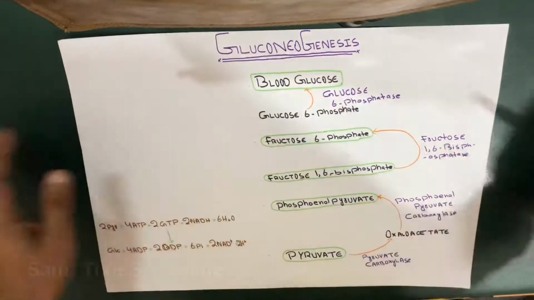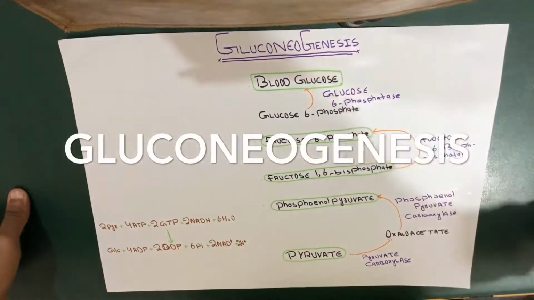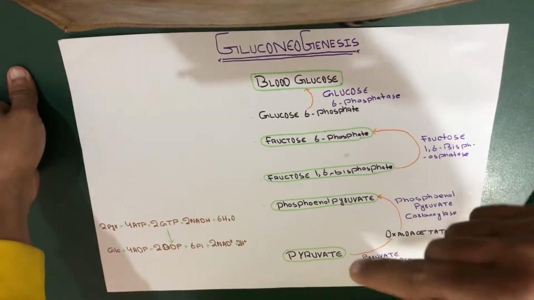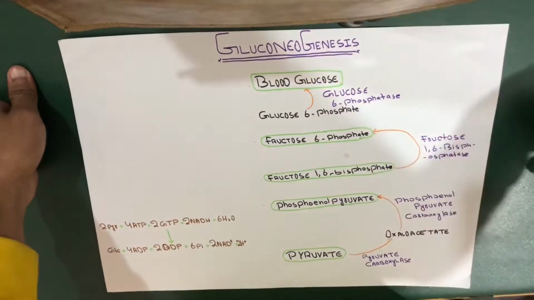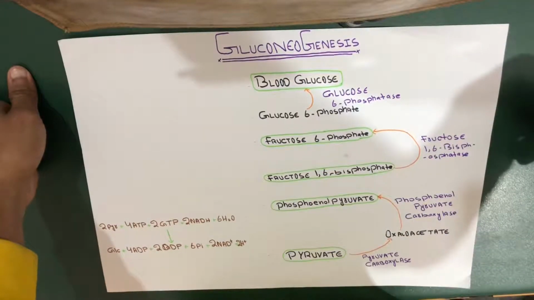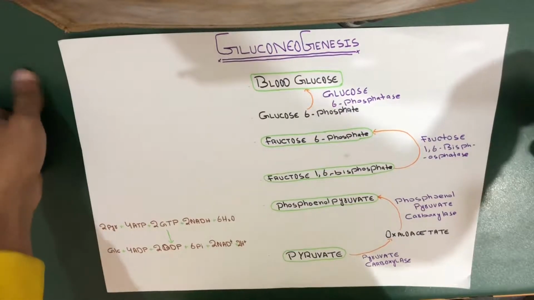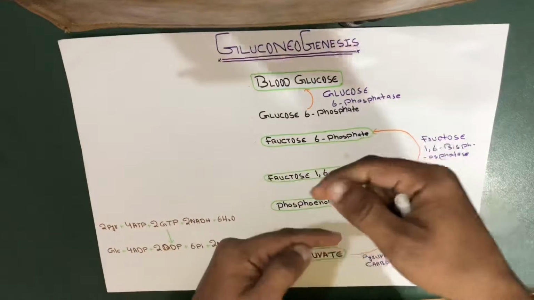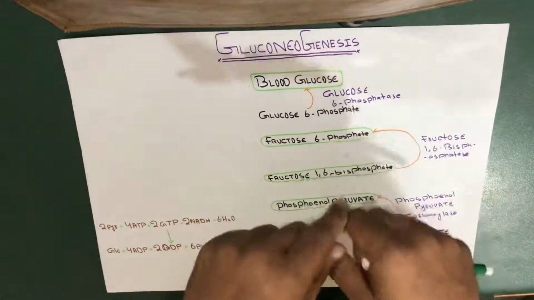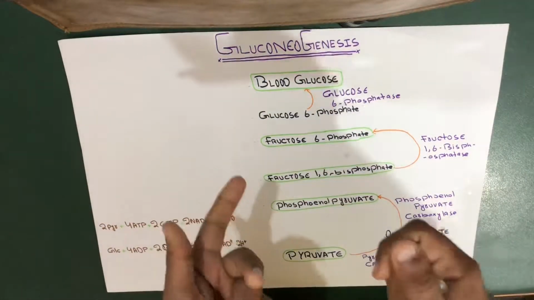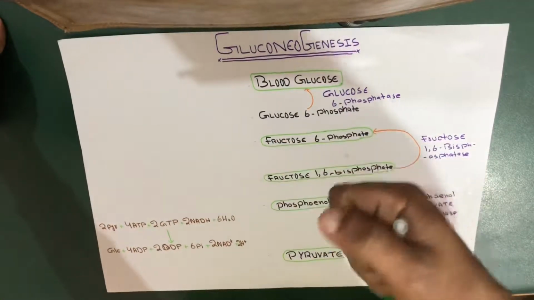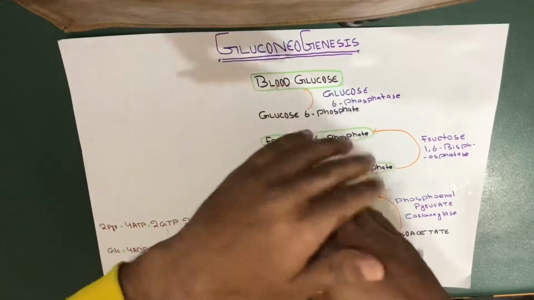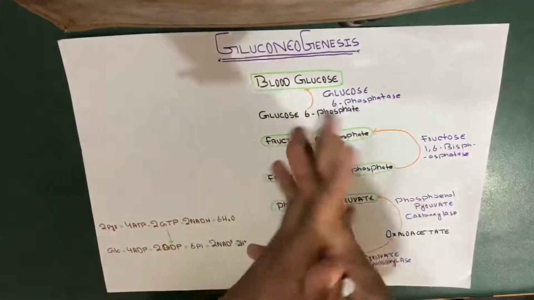In this session of the video, we're going to talk about gluconeogenesis. So what is gluconeogenesis? It's actually the reverse of glycolysis, except for a few steps. It's not exactly the reverse of glycolysis, as there are a few steps that are not in gluconeogenesis. But gluconeogenesis is what we call the making of glucose from non-carbohydrate molecules.